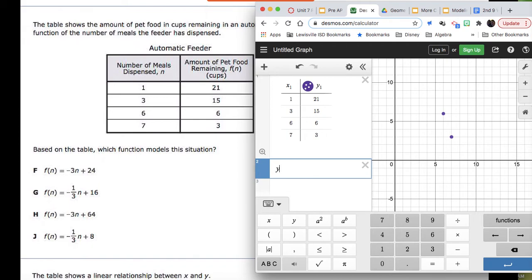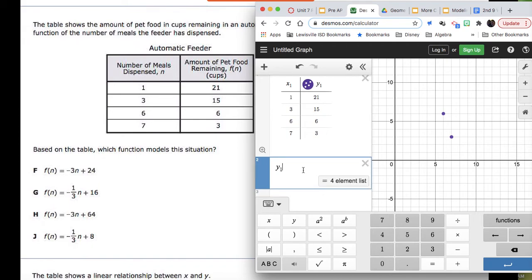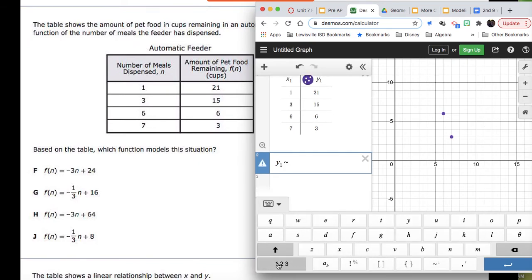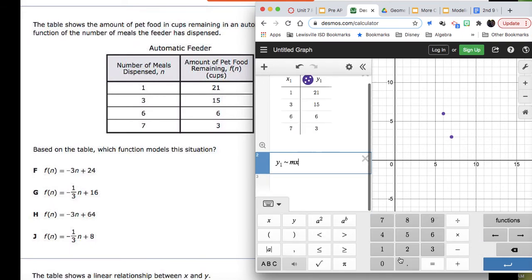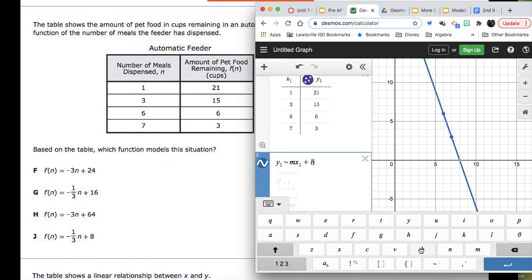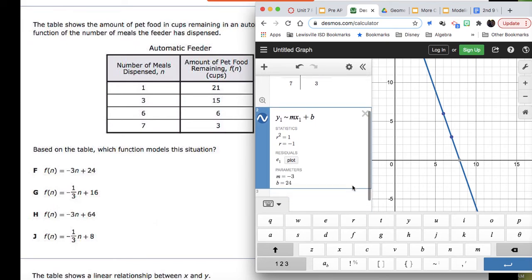So we're going to put y sub 1, just hitting 1 gives you that sub 1. You're going to do the squiggle again. And the linear format is m x plus b. So we're going to have m, and then we're going to have x sub 1, and then plus b. And this is going to give us our correlation coefficient, and it's going to give us m and b. Keep in mind that with linear, it's giving you an r squared and an r. The r value that doesn't have a squared there is going to tell you not only how strong it is, but if it's positive or negative correlation.